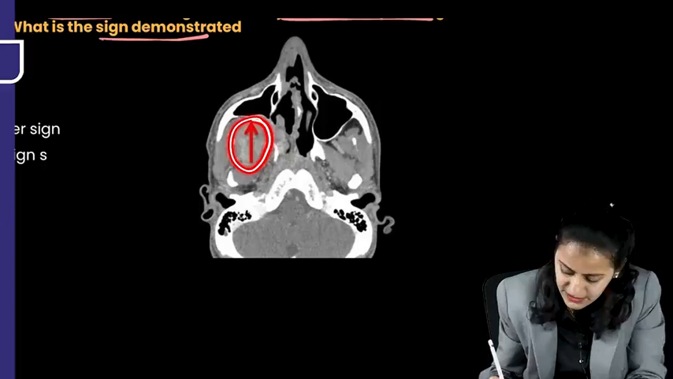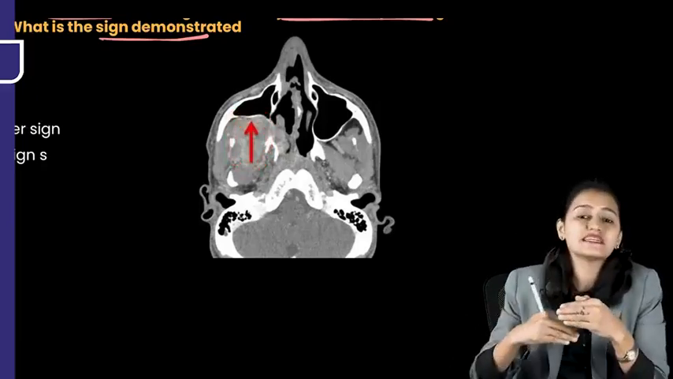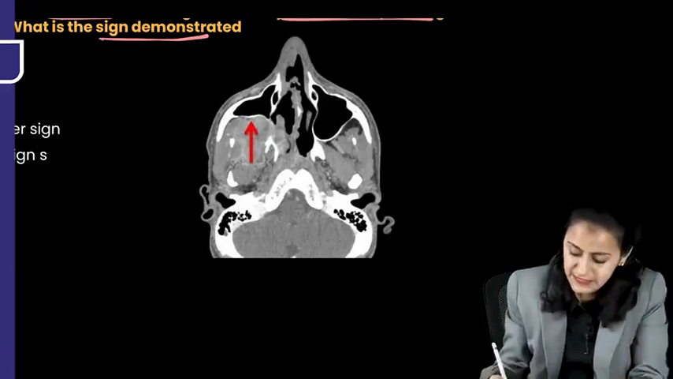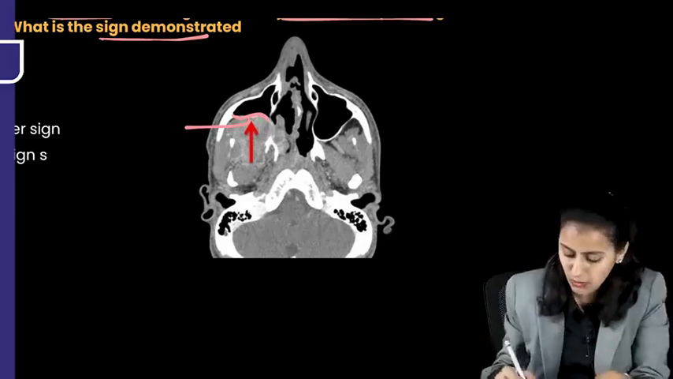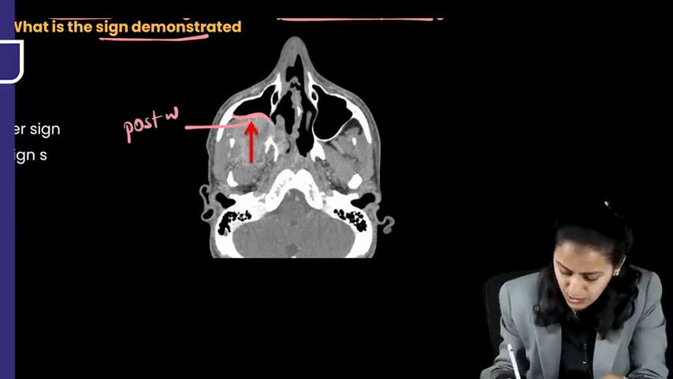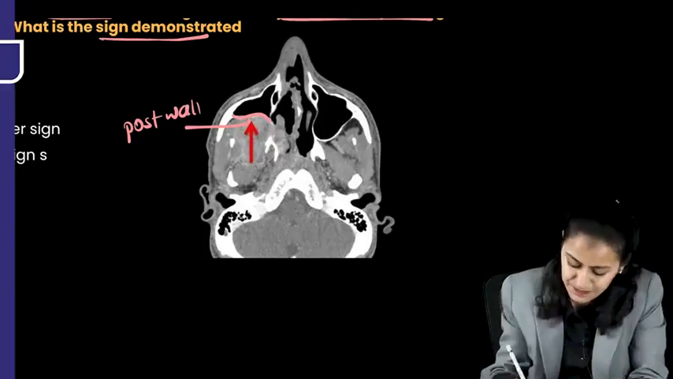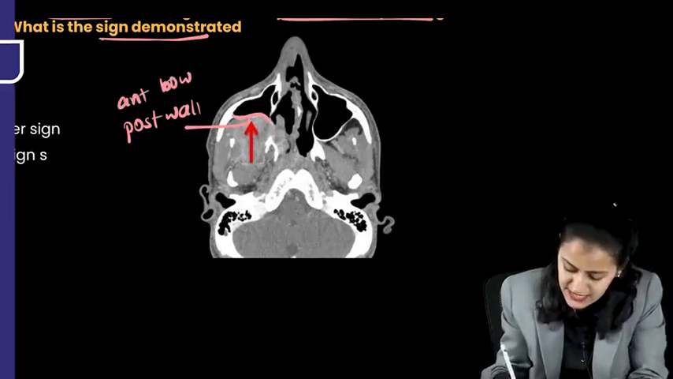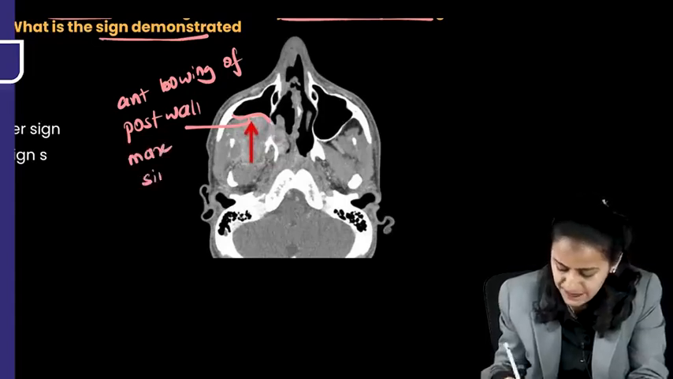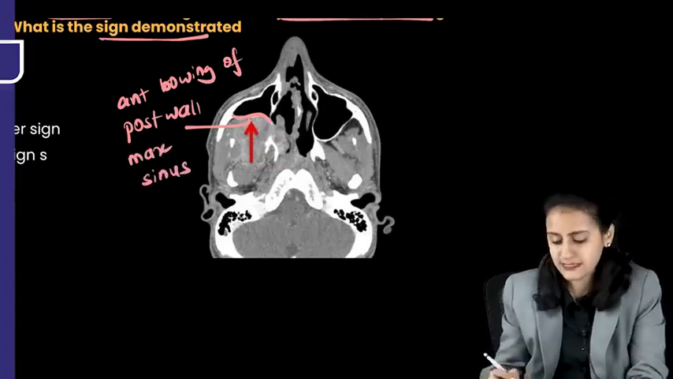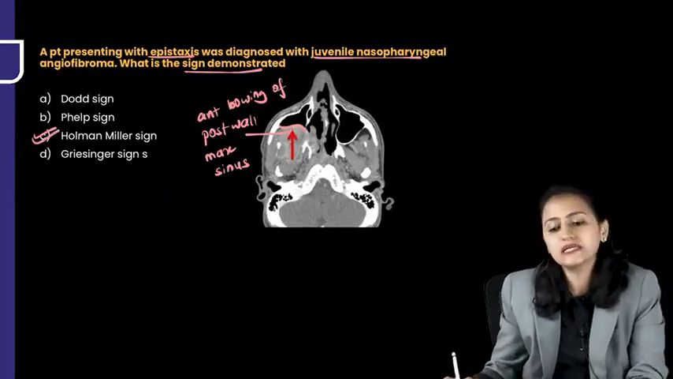So this mass here is causing the anterior bowing of the posterior wall of the maxillary sinus. Which wall of the maxillary sinus is bowing? The wall behind, that is the posterior wall. In which direction is the bowing happening? In the anterior direction. So this is the anterior bowing of the posterior wall of the maxillary sinus, and this is called what sign? This is called the Holman-Miller sign.